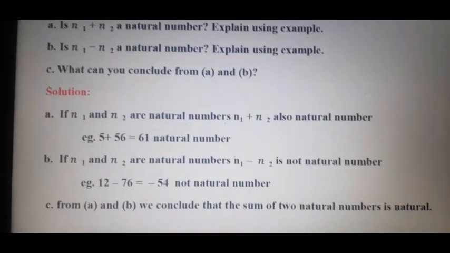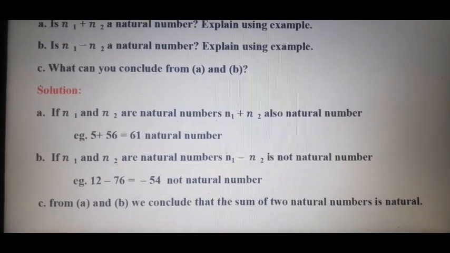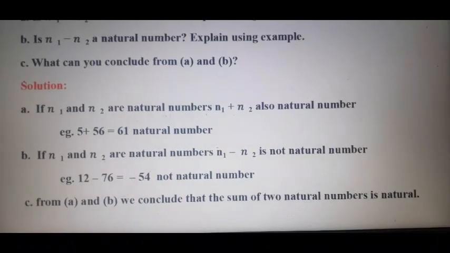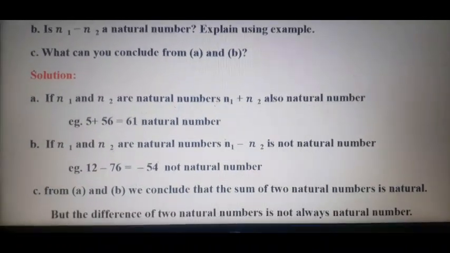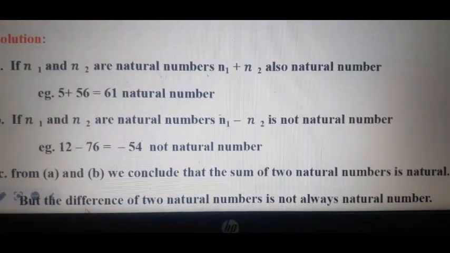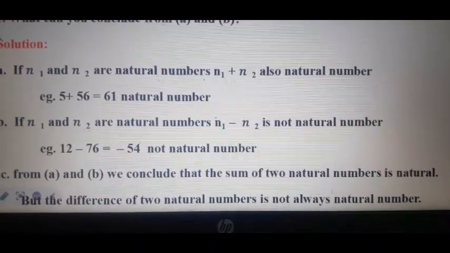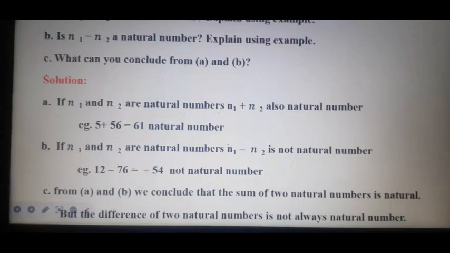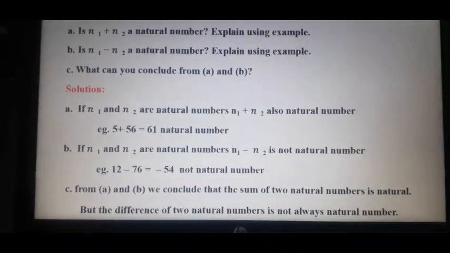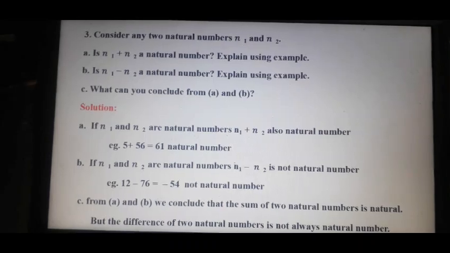So from these two examples, we can conclude that the sum of two natural numbers is a natural number, and the difference of two natural numbers is not always a natural number. It may be a natural number or may not. So not always a natural number. This is our conclusion.